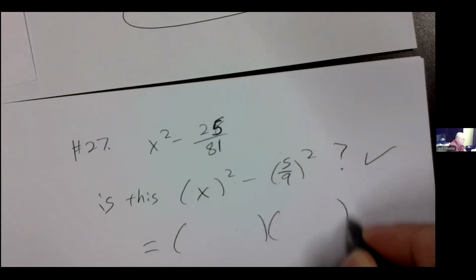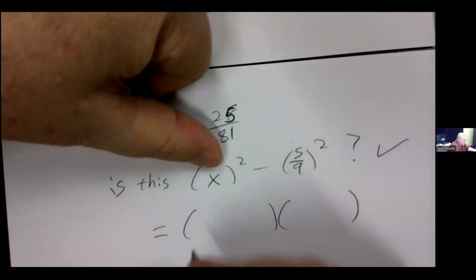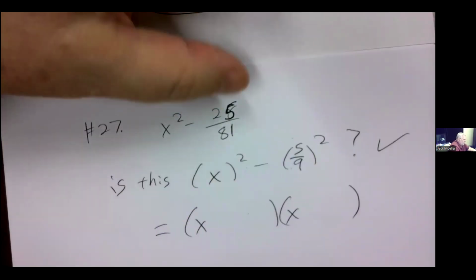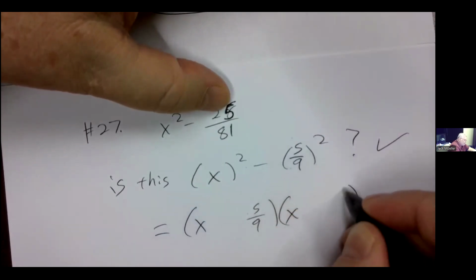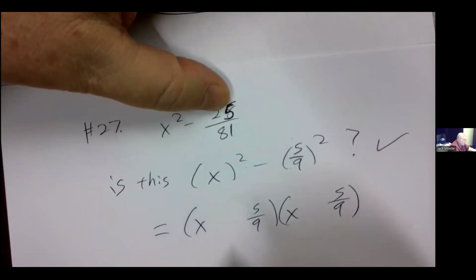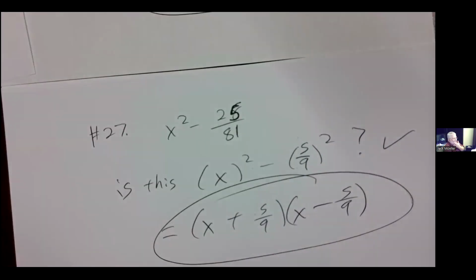So how does this factor? Well, how do we get x squared? X times x. How do we get 25 over 81? Well, 5 ninths times 5 ninths. And then what do the signs have to be? One of each. There you go.